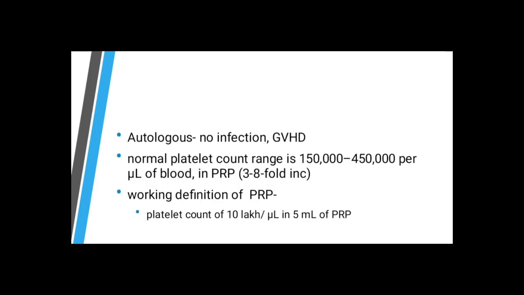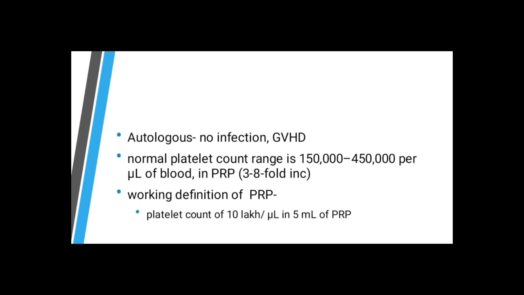Being autologous, that is PRP is obtained from the same individual, there is no chance of any cross infections or any kind of rejection or tissue reactions like graft versus host disease. The normal platelet count in an individual ranges from 1,50,000 to 4,50,000 per microliter in blood. In PRP, we aim to get a 3 to 8-fold increase in platelet count. The working definition of PRP is a platelet count of 10 lakh per microliter in 5 ml of PRP.